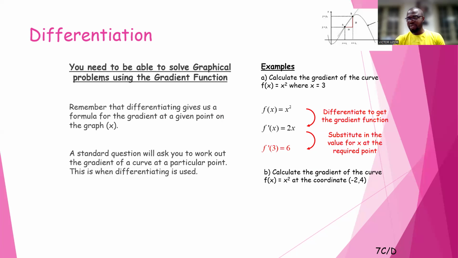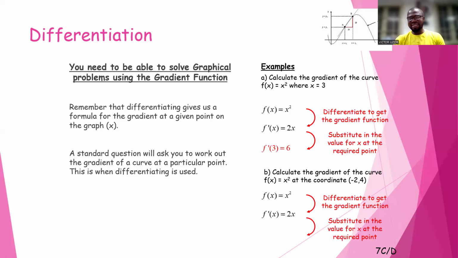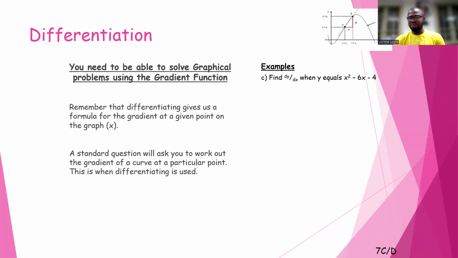Look at the second example. Calculate the gradient of the curve, f of x, at the coordinate x. Remember, we are looking at the gradient where x is a particular point. So the same thing that you do, you differentiate, then you put the value of what x is, and you get your answer. They can do it any way. They can give exactly the x value, or they can give you the points, the coordinates, and you're expected to just use the x value to solve it.